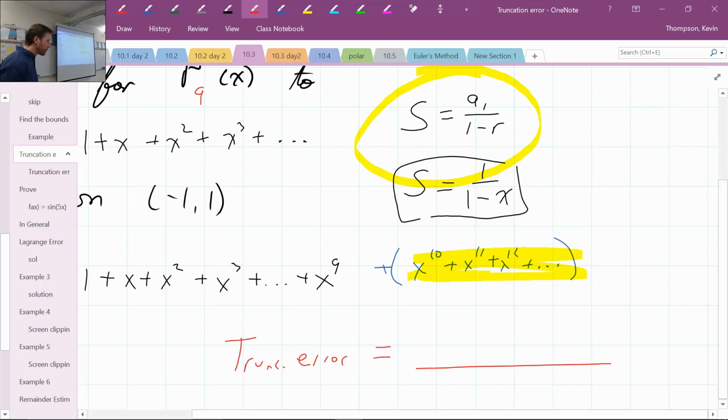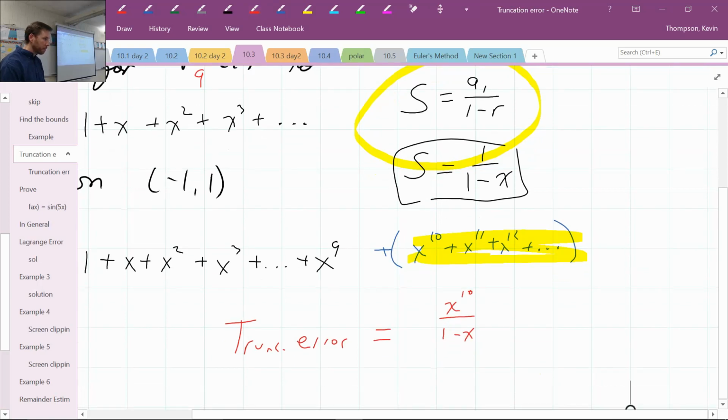What is it? Amber, what did you say? How'd she do? Good. Then you all did well. So again, it's just that infinite sum. So we're just calculating it. That's our truncation error.